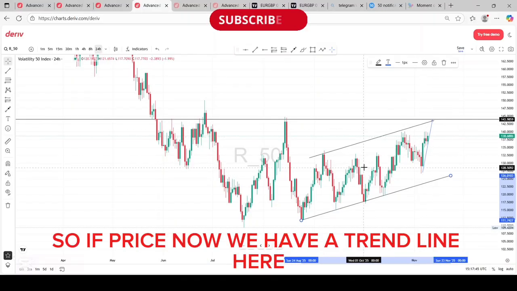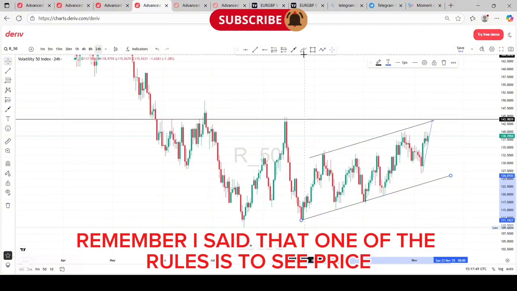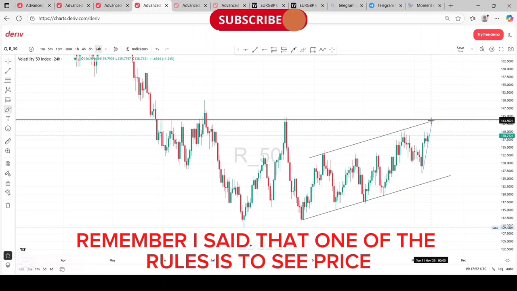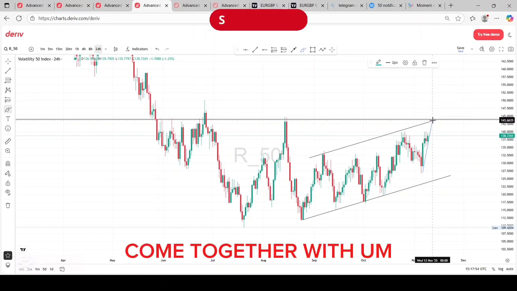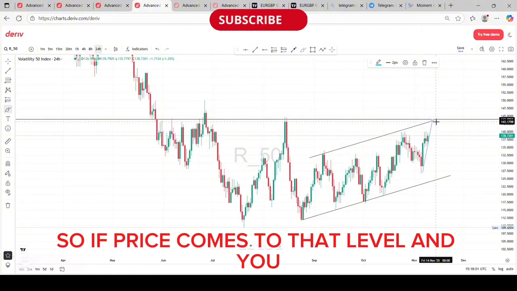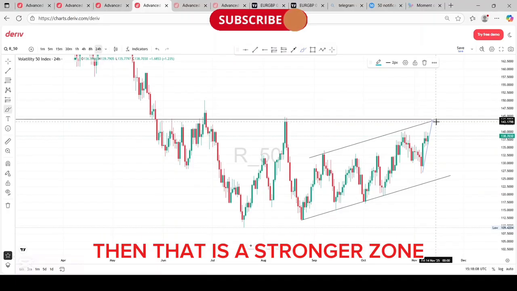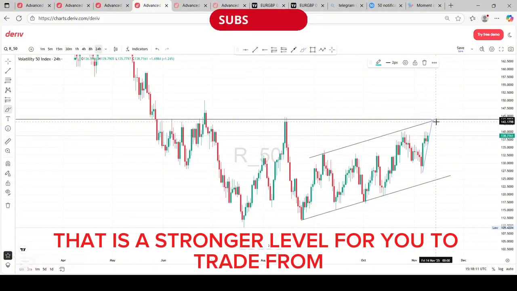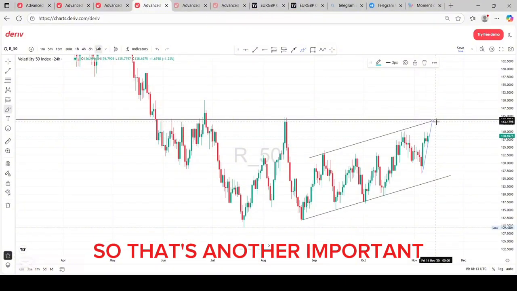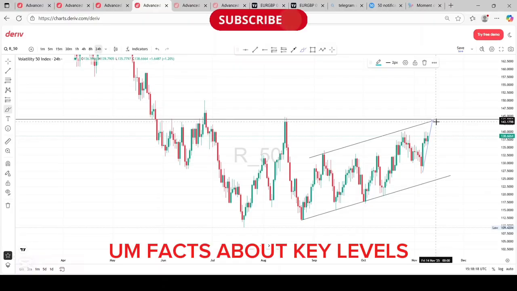So now we have a trend line here, yeah? If price comes to this level, remember I said that one of the rules is to see price align with your support and resistance level. So if price comes to that level and you see that it has aligned with your trend line, your support and resistance, then that is a stronger zone, a stronger level for you to trade from. So that's another important fact about key levels.